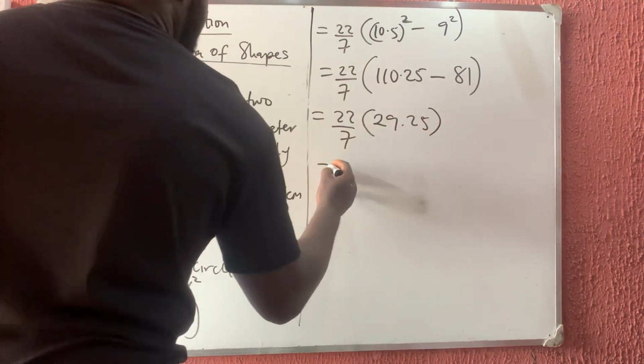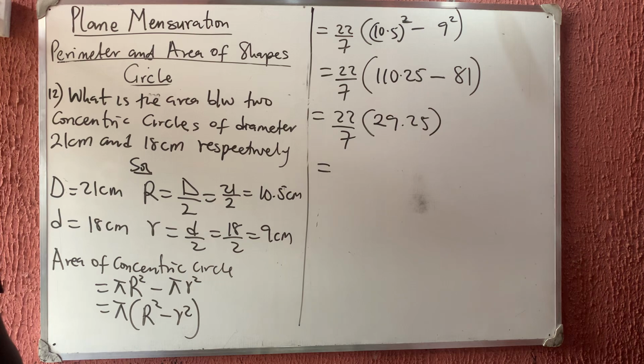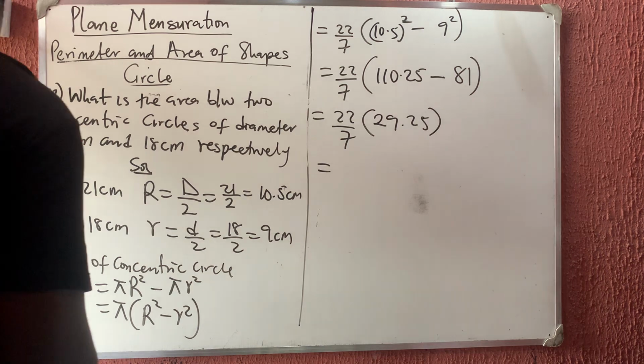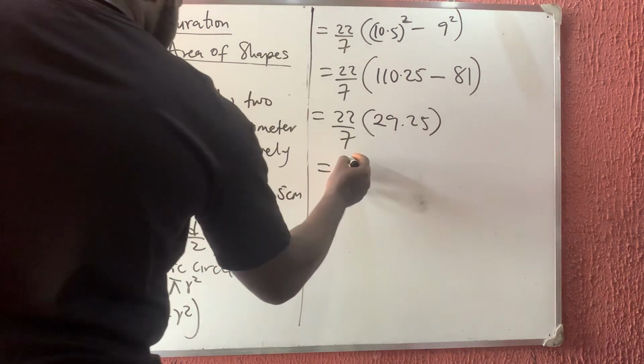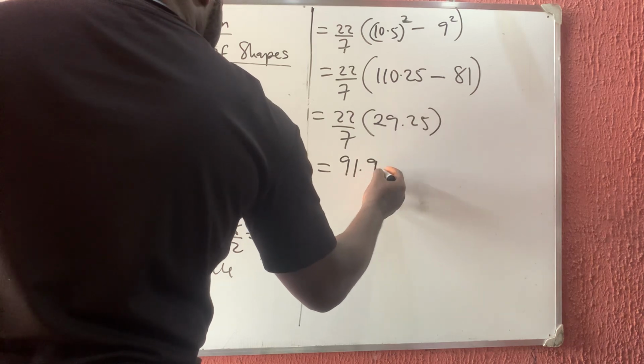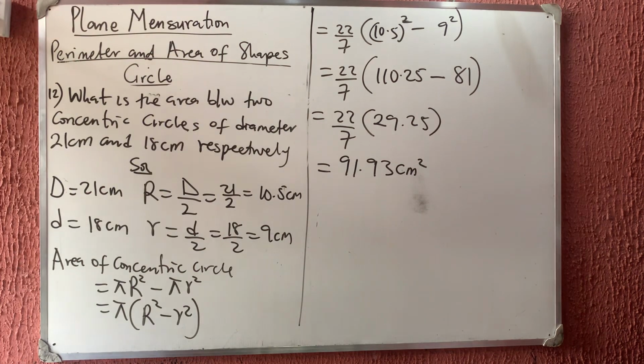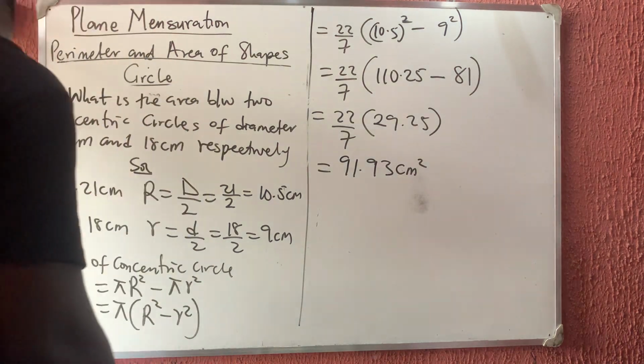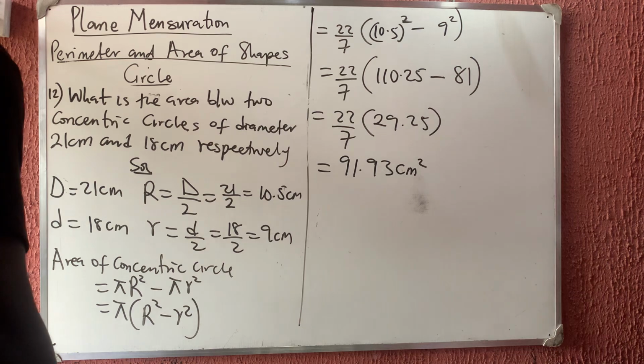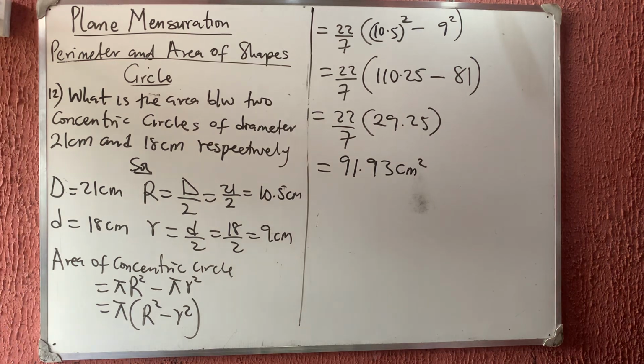So I'm having 29.25. So if I do that times 22, then divided by 7, I'm having 91.93 in cm squared. So that is that for that. It's not difficult to calculate. So let's go to the next question. We have about how many questions to solve now? Just two more questions and we are good to go.